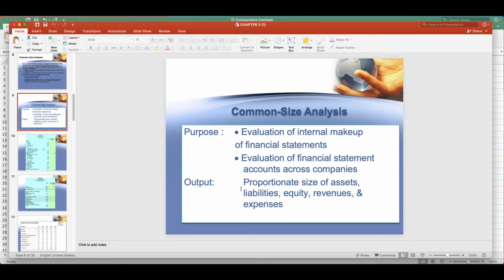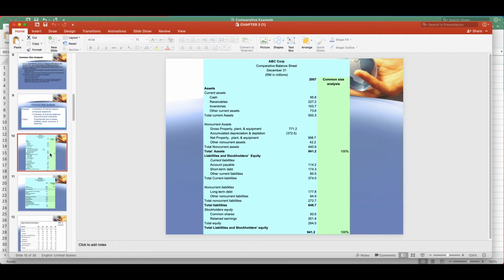Analysis. Okay, so let's have a look at the purpose. Evaluation of the internal makeup of financial statements, and evaluation of financial statement accounts across companies. So the output is we are going to proportionate the size of assets, liabilities, equity, revenues, and the expenses. Alright, so let's have a look at the example.